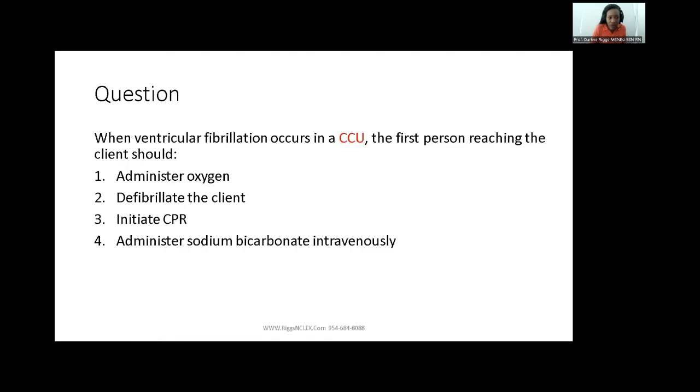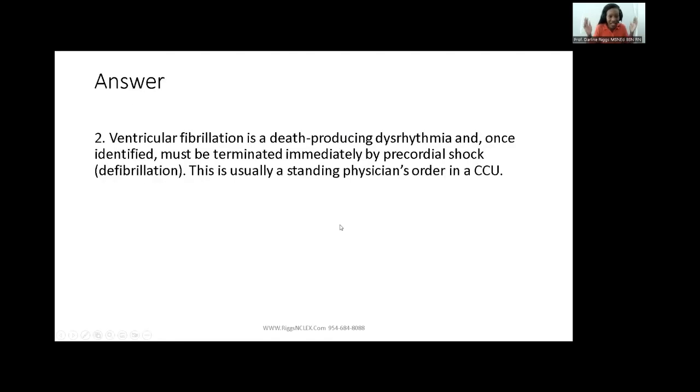So if I'm in CCU, I can defibrillate the client because of the setting that I'm in. So ventricular fibrillation, which was my question's problem, is a death producing dysrhythmia. You already know that. We've already covered that. You don't do anything. Death is what's after that.